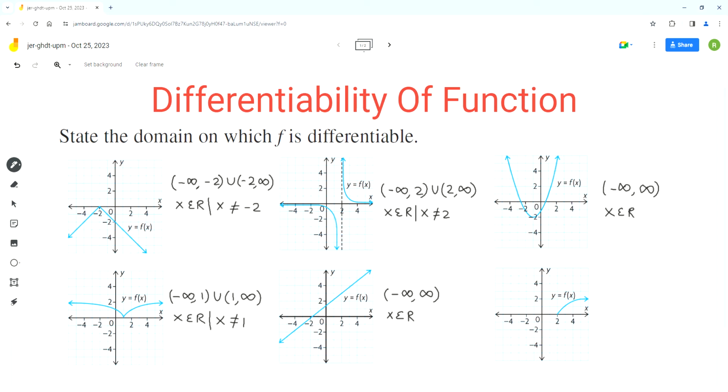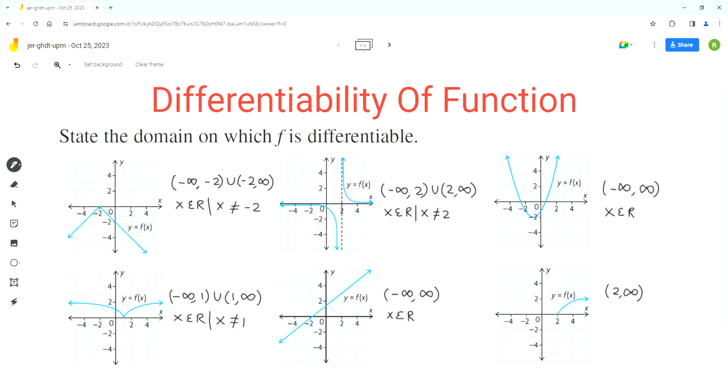Now we can analyze the last graph. This graph starts at x equals 2 and only goes to the right side of 2. So this function is only differentiable at x values starting from 2 to the right side. In this case, there is no discontinuity and no vertical tangent, but there is a corner point at x equals 2 because that's where the graph starts. So the domain in interval notation can be written as 2 to infinity.